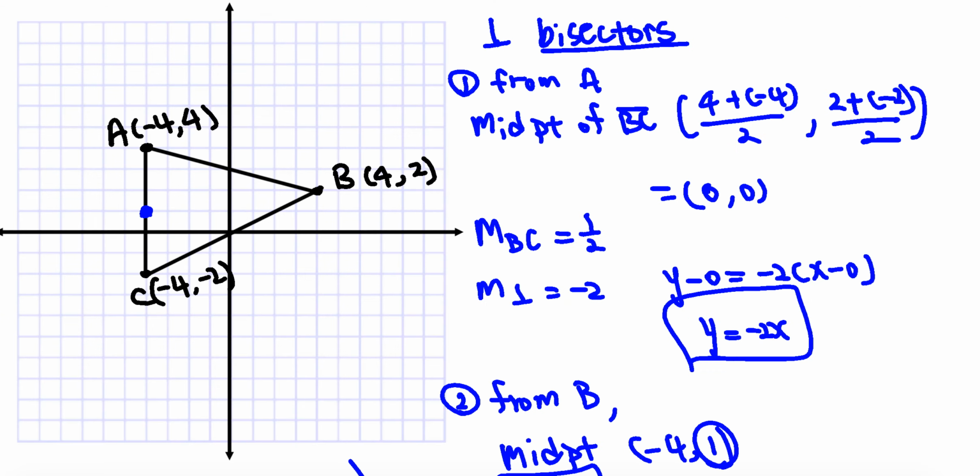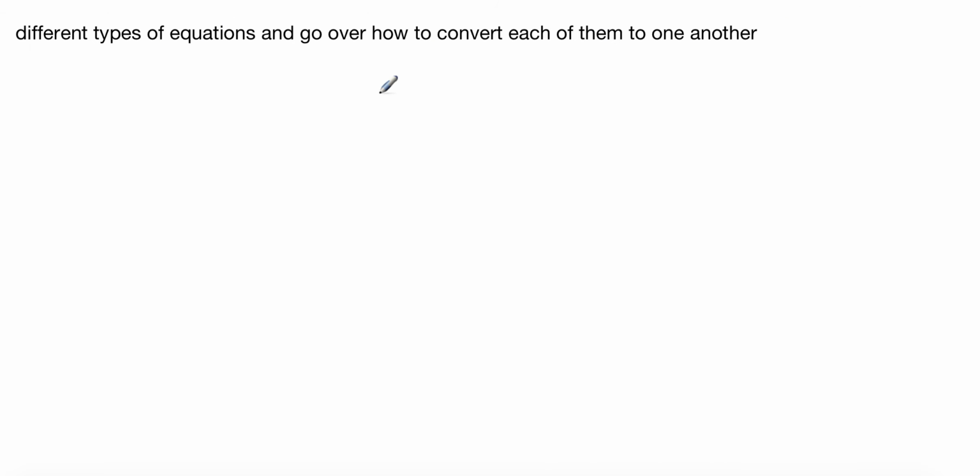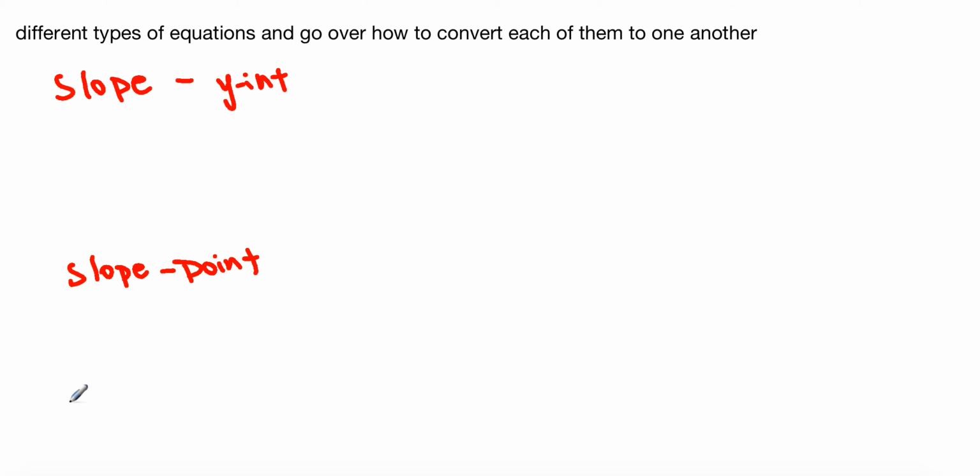All right. Now, another question that was given was about different types of equations. Basically, we talked about 3 types of equations. One is slope-intercept, and then point-slope, and standard.